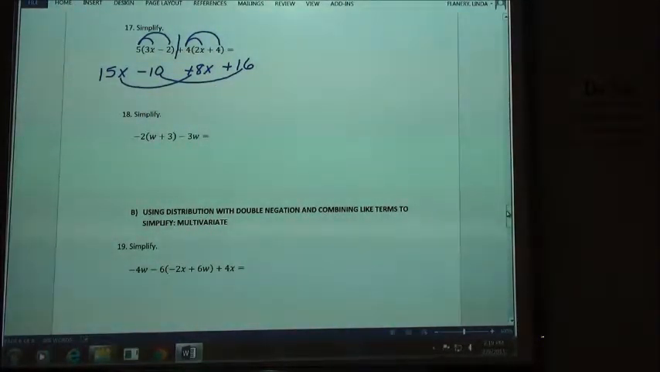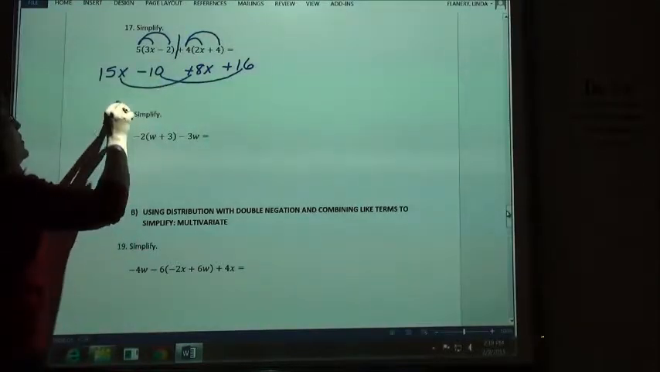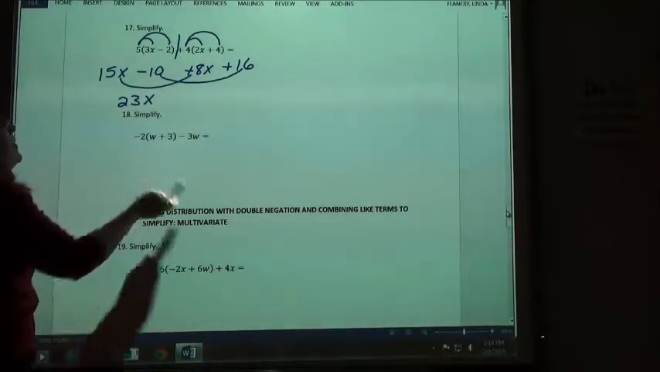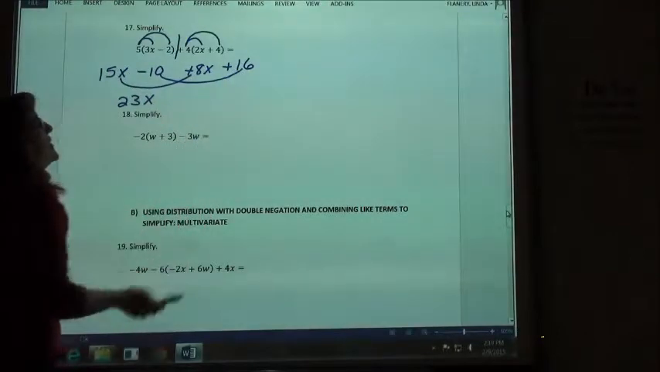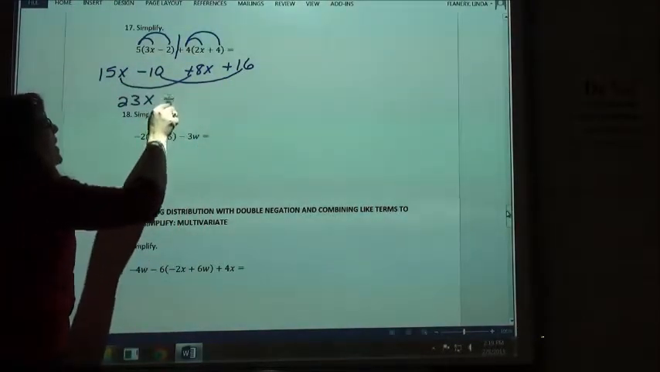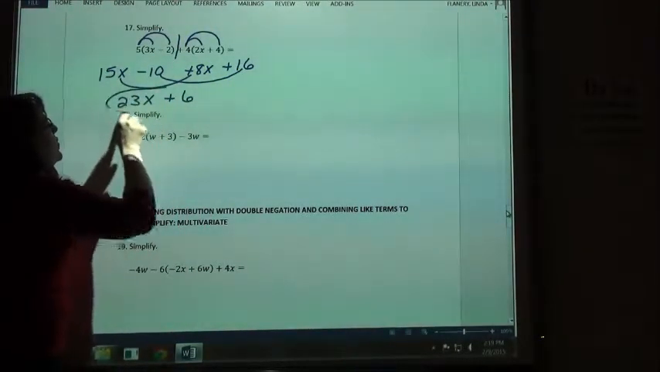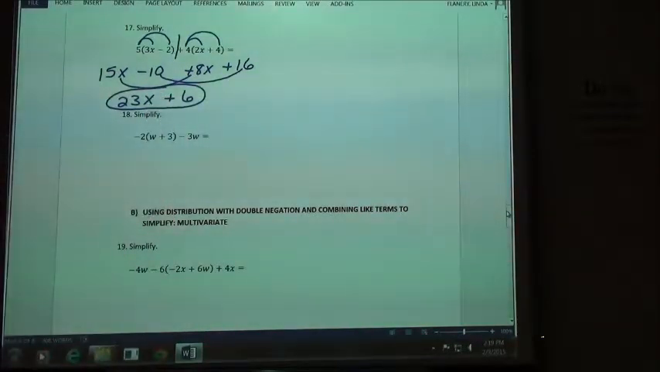15x plus 8x, 15 plus 8 would give you 23x. And then negative 10 plus 16. I've got to subtract. I get positive 6. So 23x plus 6 is what I get when I combine my like terms there.